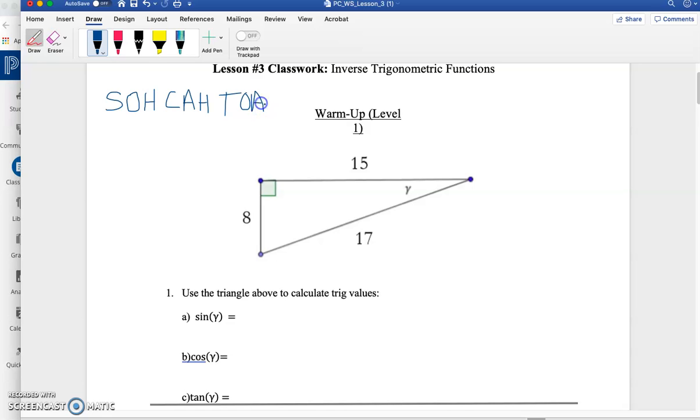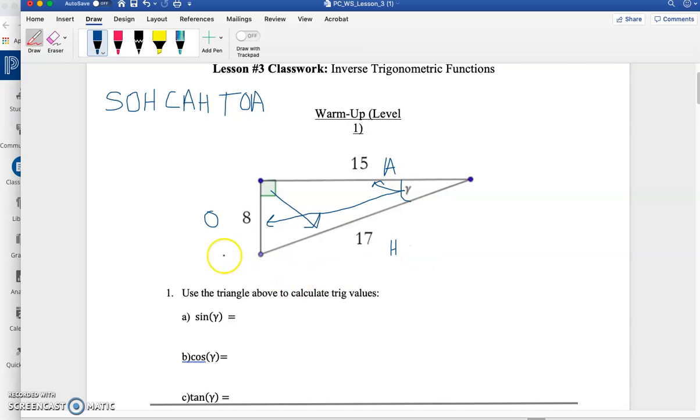Okay, so our very first step is to identify our angle of reference and then identify what's our opposite side, what's our hypotenuse. So directly across from the right angle is our hypotenuse. So 17 is our hypotenuse. And then directly across our reference angle is our opposite side. And next to it, or our last side of the triangle, is our adjacent side.